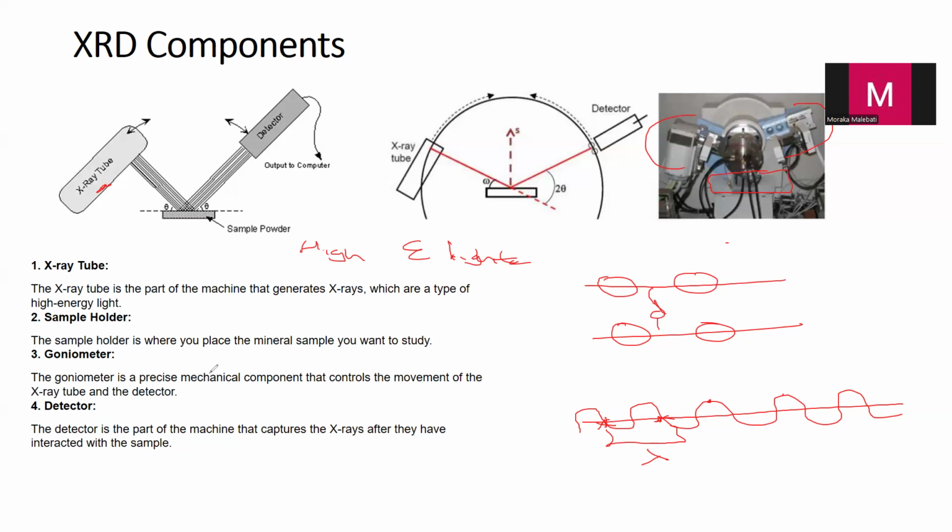Now we also have the special component called a sample holder within this machine. You would agree with me that it's where you place the mineral sample you want to study. This holder is carefully positioned in the center of the machine, like here, so that the X-rays can shine directly on this sample.